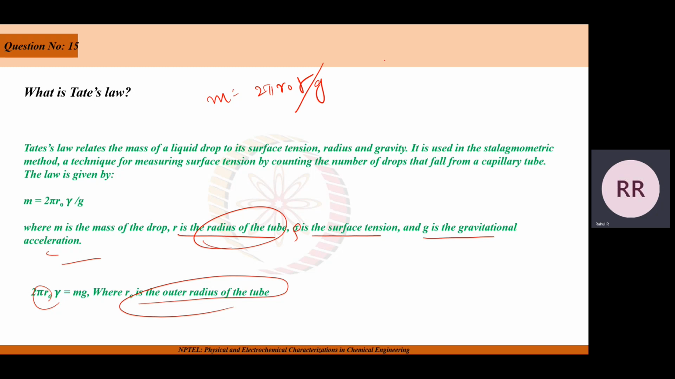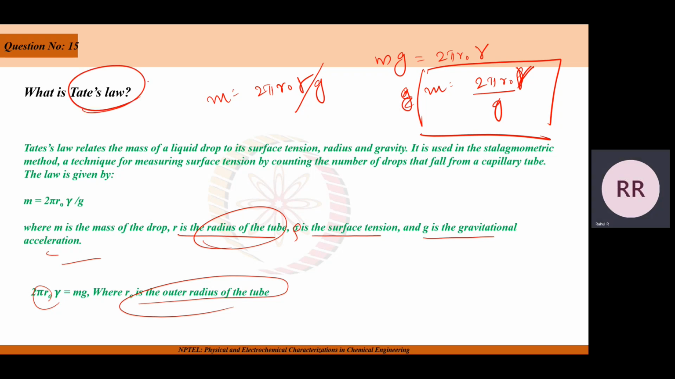Let me explain how we get this. The weight of the drop can be equated to the surface tension force, which acts along the circumference, giving 2π r0 γ. So we can calculate m as 2π r0 γ / g. So this is Tate's law.